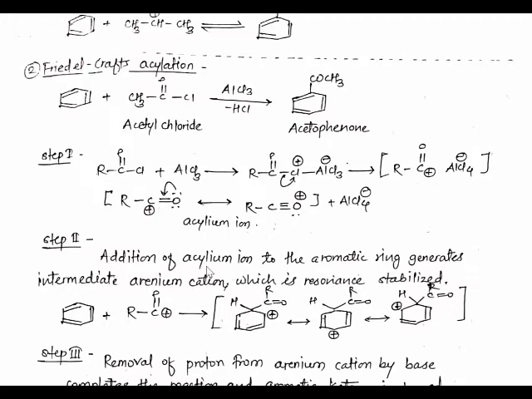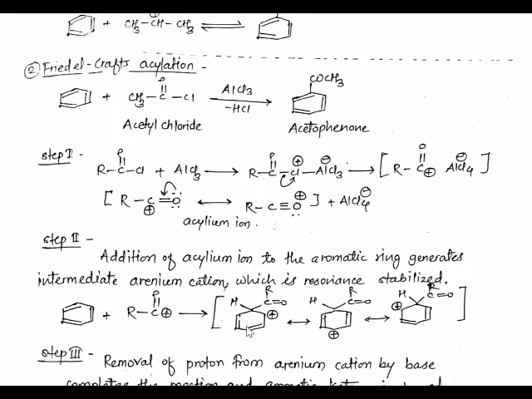So addition of the acylium ion to the aromatic ring generates an intermediate arenium cation. Arenium cation means arene, that is benzene, containing a positive charge, which is resonance stabilized. As per the last picture we have already discussed, the positive charge is stabilized by resonating structures, that is canonical structures. So this positive charge present on benzene may be stabilized by different canonical structures. Stability by canonical structures means that the positive charge is equally distributed over the whole ring.